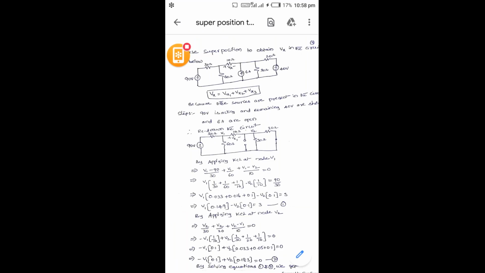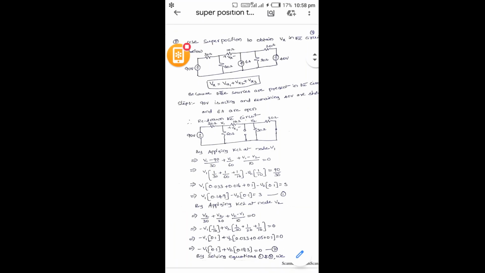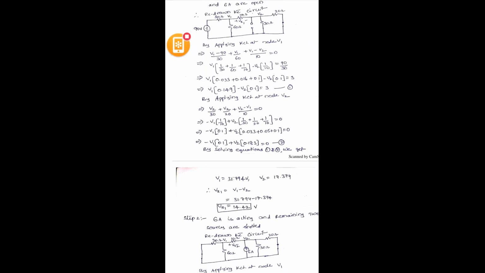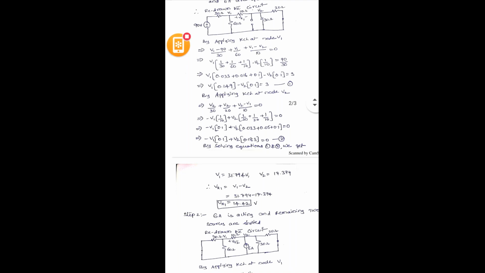Next, case 2: the 6 ampere current source will be acting and the remaining two sources are shorted. Now we can redraw the circuit and apply KCL at node V1. We assume V1 and V2 are across the 10 ohm resistance. Applying KCL: V1/30 plus V1/60 plus (V1 minus V2)/10 equals 0.